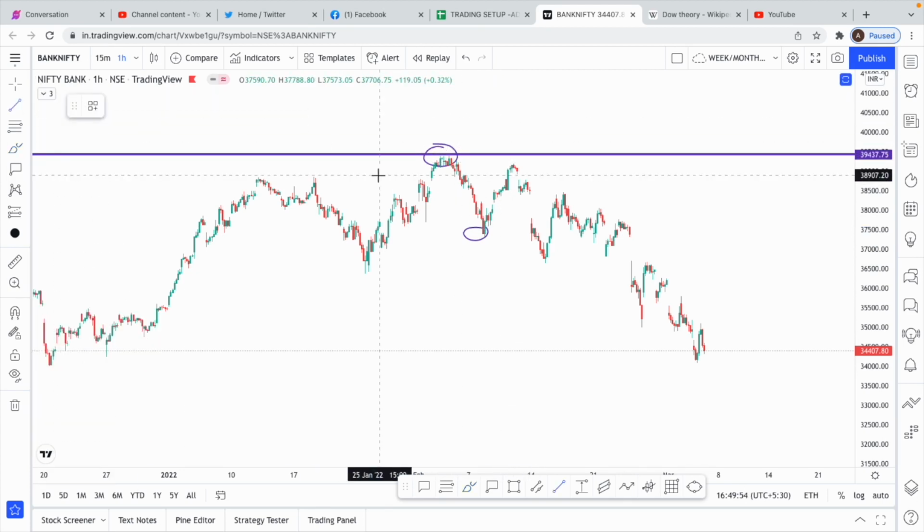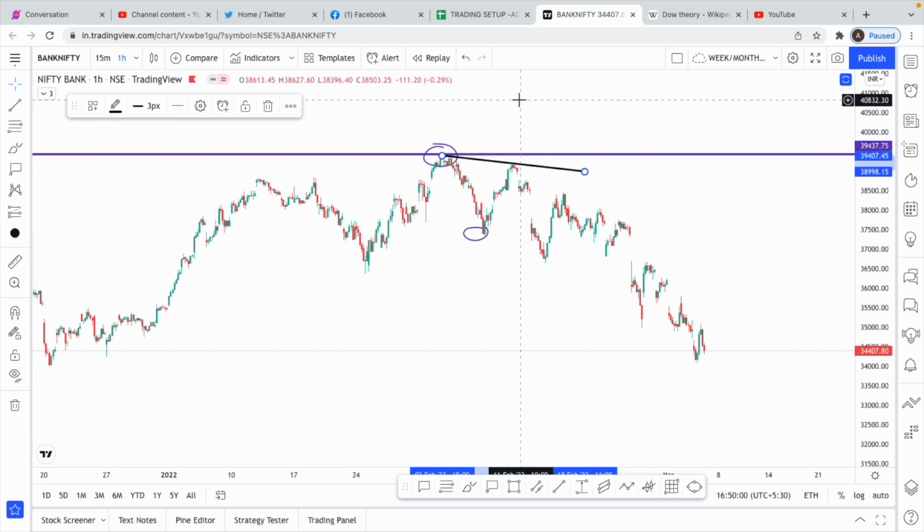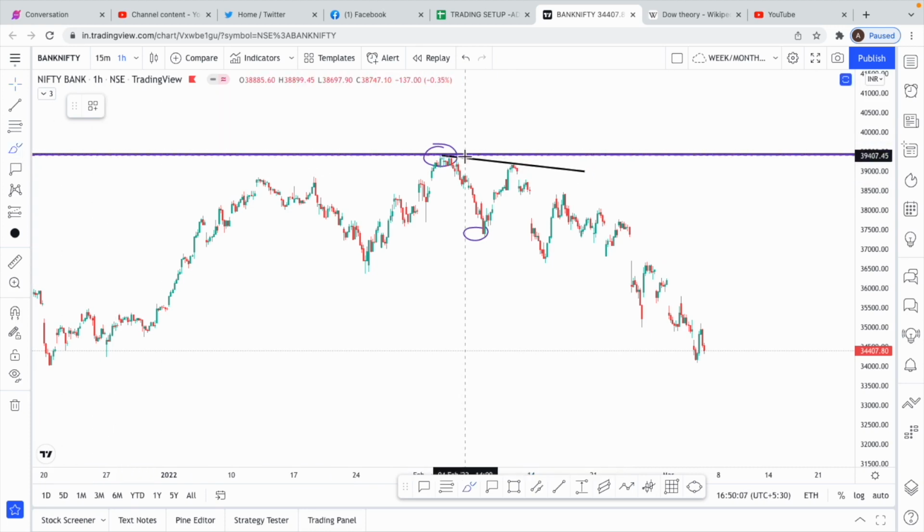There are other things that we see, divergence and all, we'll be seeing that later. See, it didn't break the previous high. If it had broken this high, probably we would have been bullish. It made a lower high. This itself indicated that the trend is changing on an hourly basis. We made a lower high.